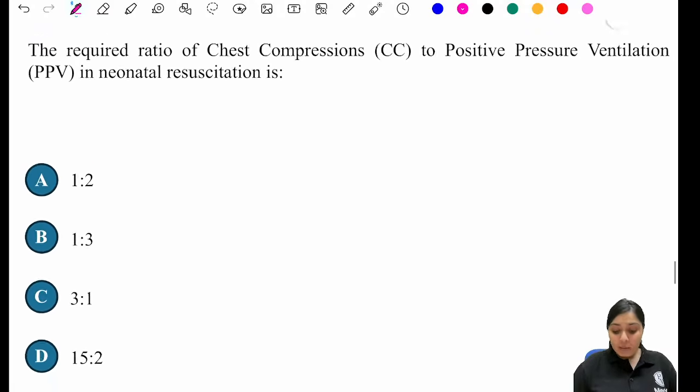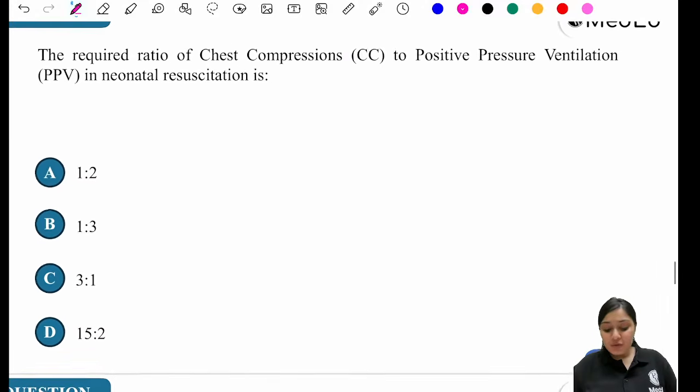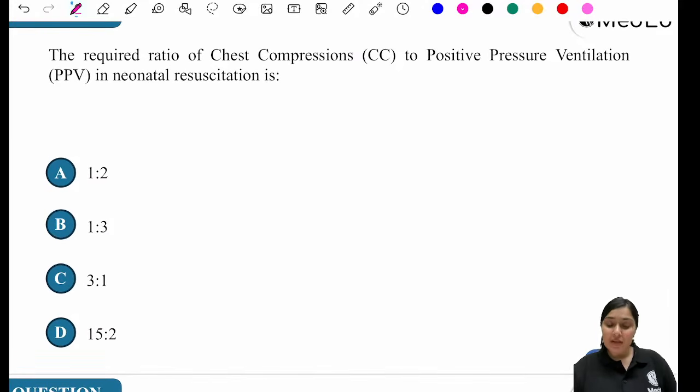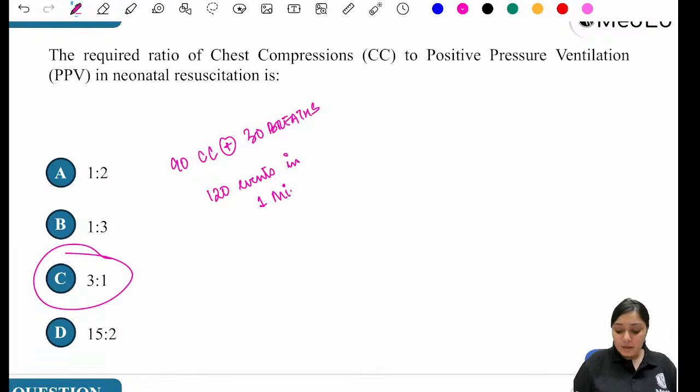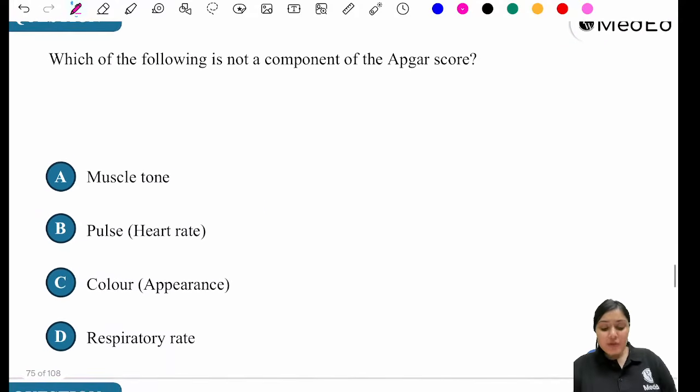That is, the required chest compression to positive pressure ventilation in neonatal resuscitation is, we just read, it's 3:1. So I am going to give 3 compressions, 1, 2, 3, and then 1 breath. So this is 3:1 ratio. Total 90 chest compressions, 30 breaths. So this is 120 events in 1 minute. Right? Now let's move to the next question.